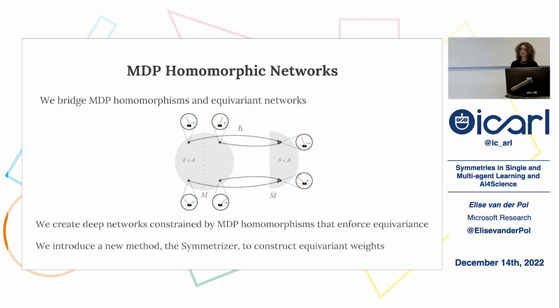And because it can be kind of annoying to sit down and derive the equivariant network, unless you're really into that stuff, we also introduce a method called the symmetrizer that will take your weights and map them to an equivariant subspace. And this will allow you to more easily construct an equivariant network.